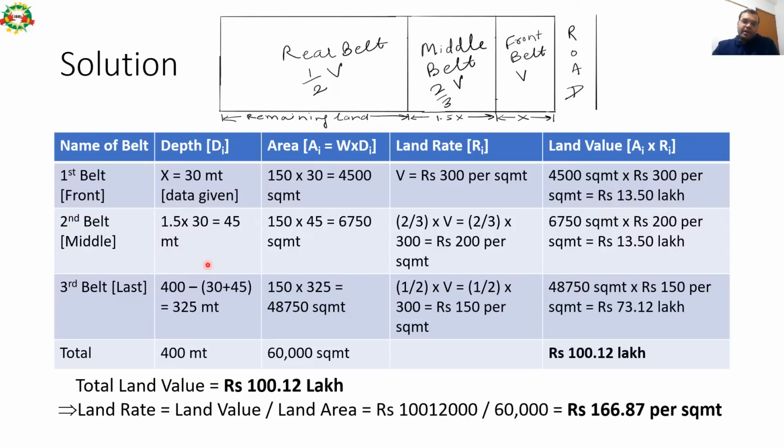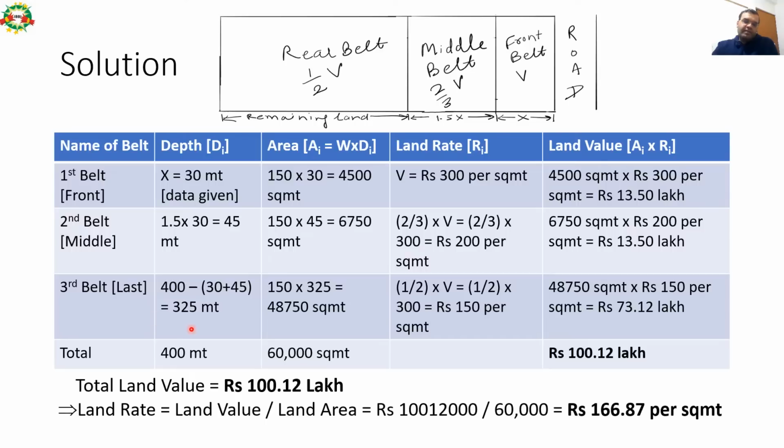Likewise, the second belt depth we can calculate. It should be 1.5 times the depth of the first belt, so it is 1.5 into 30 meter, because 30 meter is the depth of the first belt. That means 45 meter is the depth of the second belt. The front remains the same, 150 meter is the width of the second belt, and we have calculated 45 meter depth. So the total area of the middle or second belt is equal to 6750 square meter, and the land rate to be considered should be 2/3 of the land rate considered for the first belt. The first belt is 300 rupees, so 2/3 of 300 is 200 rupees. So the value of the second belt is 6,750 square meter into 200 rupees per square meter, which is 13.50 lakh.